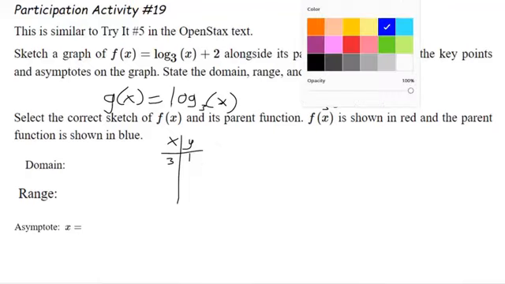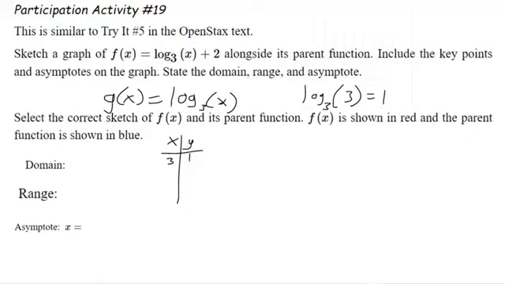Let me color code this. Parent function is blue, so I'll do this in blue. We plugged in 3, we got out 1. Now let's think of other powers of 3 to plug in. You could plug in some other numbers, but it's going to get kind of tough to look at because they're going to be decimal numbers. We got 3 squared would make 9. So if we plug in 9 for x, that'd probably be a good one to do.